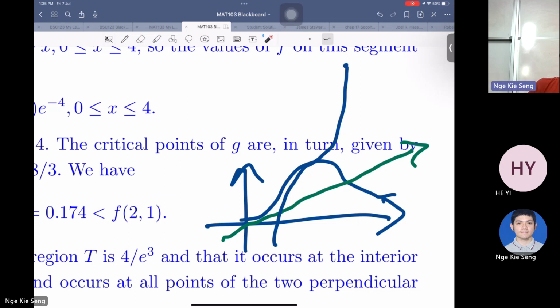Any more questions related to lecture notes or exam content?